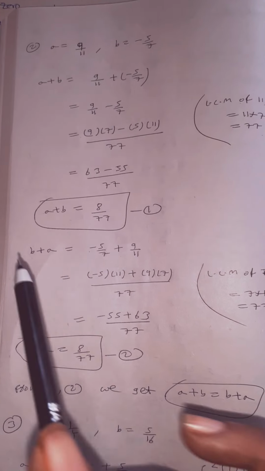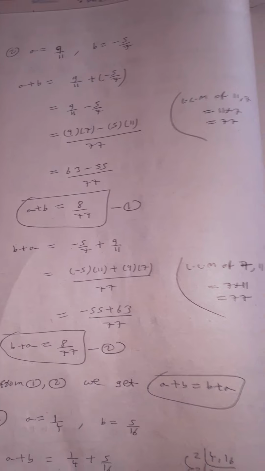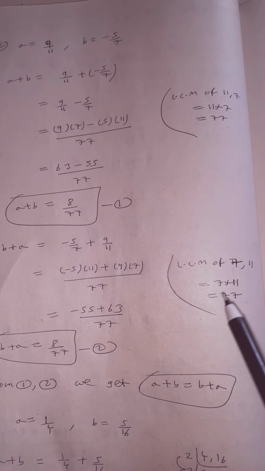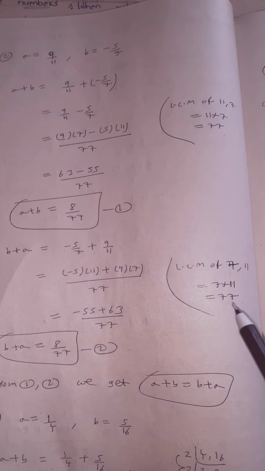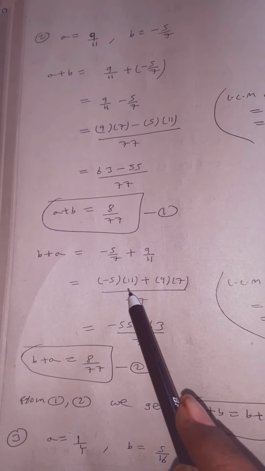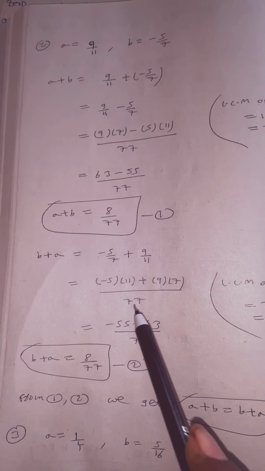Equation 1, children. Next b plus a. B value I have taken minus 5 by 7, plus a value I have taken 9 by 11. So here also 7 comma 11 LCM, both do not go in the same table, children. Direct multiplication, 7 into 11 is 77. So write this minus 5 as it is, write this 11 here, plus write 9 as it is, write this 7 here, children, by 77.